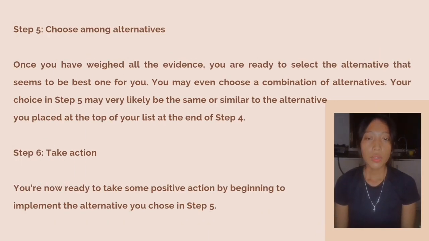Step 5. Choose among alternatives once you have all the evidence. You are ready to select the alternative that seems to be the best one for you. You may even choose a combination of alternatives. Your choice in step 5 may very likely be the same or similar to the alternatives you placed at the top of your list at the end of step 4. So step 6 is to take action. You're now ready to take some positive action by beginning to implement the alternatives you chose in step 5.